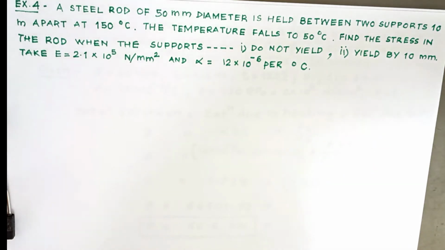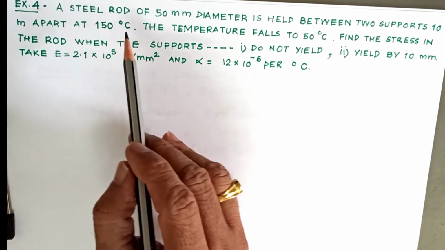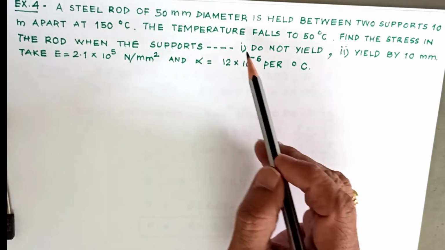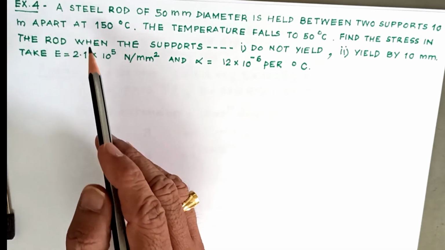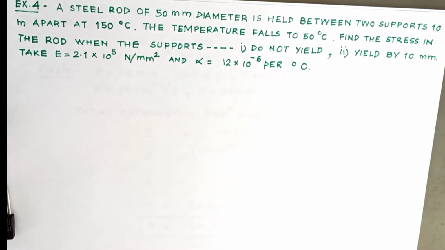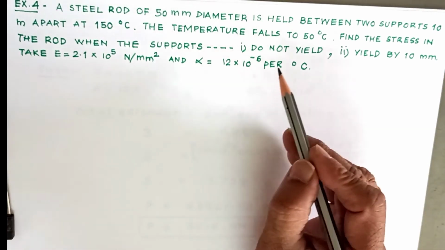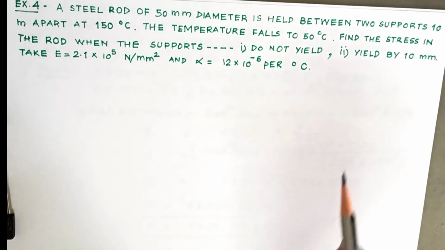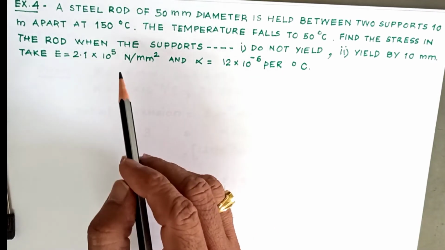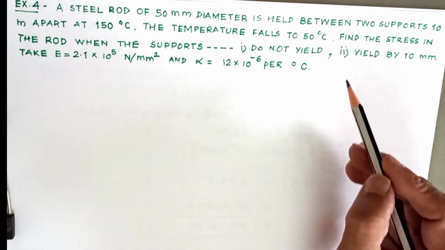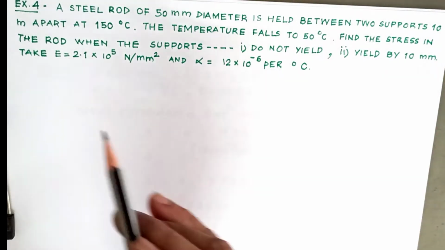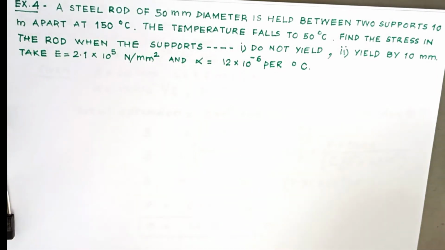So let us see what is given in this problem. A steel rod of 50 mm diameter is held between two supports 10 meter apart at 150 degrees Celsius. The temperature falls to 50 degrees Celsius. Find the stress in the rod when the supports do not yield, means do not change their position, and second, yield by 10 mm. Value of E and value of alpha are given. Okay, so let us solve this problem.